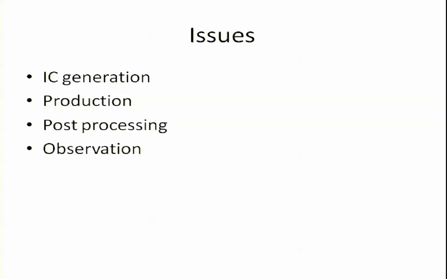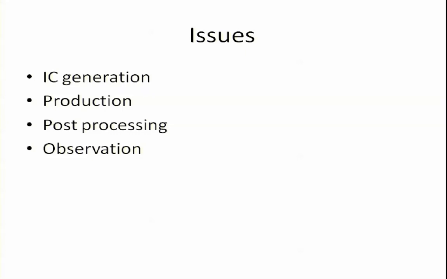What are the issues? Well, there's lots of places where you need to think about if you're going to get down to 1% accuracy. Your initial condition generation, we heard a bit this morning about initial condition generation codes. There are lots on the market. Someone needs to go and check that they do actually perform to 1%.